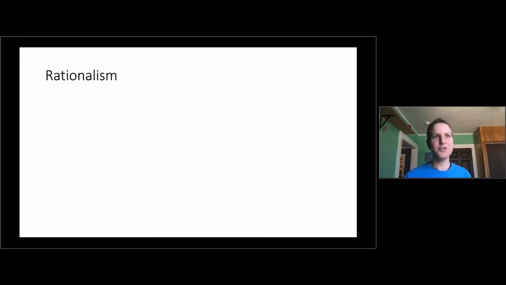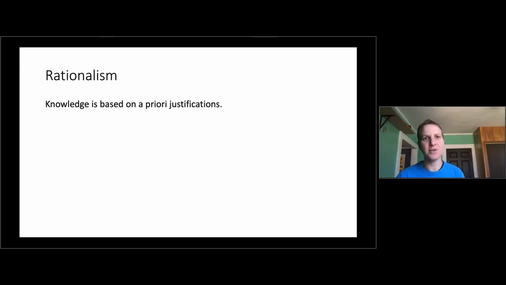Okay, moving on to our last theory of the day, rationalism. Rationalism is a view that knowledge is based on a priori justifications. What's that mean? A lot of this section of the lecture is just going to be an introduction of new concepts like a priori. Another way to understand a priori justification is justification based on reason.